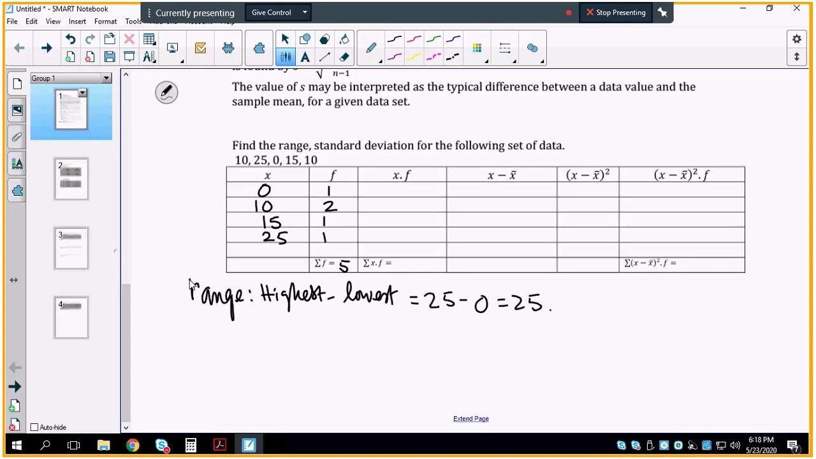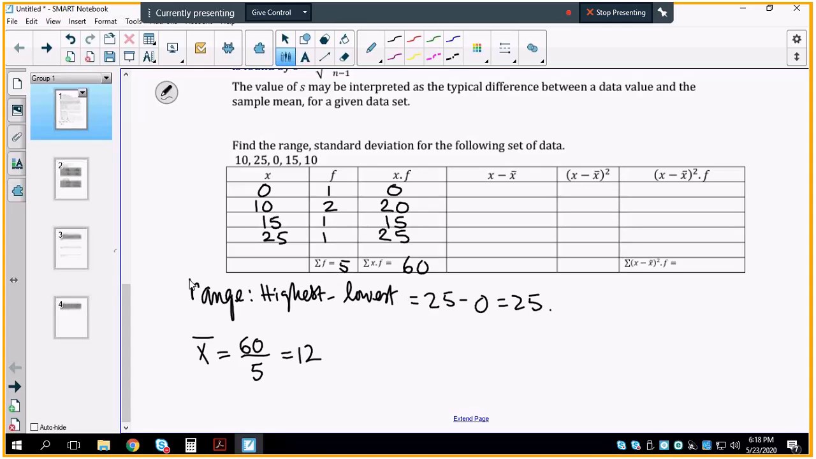Then I'm going to multiply the data with its frequency. So 0 times 1 will give me 0, 10 times 2 will be 20, 15 times 1 will be 15, 25 times 1 will be 25. And if I add them all, I'm going to get 25 plus 15 is 40, plus 20 is 60. So that is going to help us find the mean. So the mean is this sum, 60 over the sample size, which is 12.